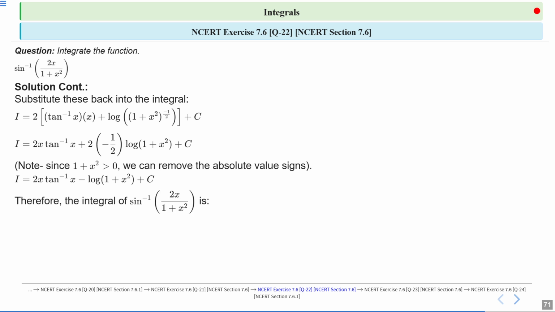As 1 plus x square is always greater than 0, we can remove the absolute value sign. Therefore, the value of the integral is 2x tan inverse x minus log of 1 plus x square plus c.